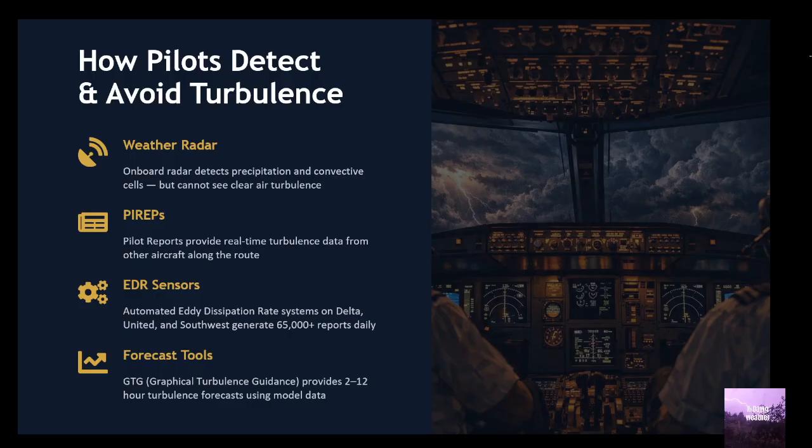EDR sensors, automated eddy dissipation rate systems on Delta, United, and Southwest, generate 65,000 plus reports daily. Forecast tools: GTG, which is Graphical Turbulence Guidance, provides 2 to 12-hour turbulence forecasts using model data.